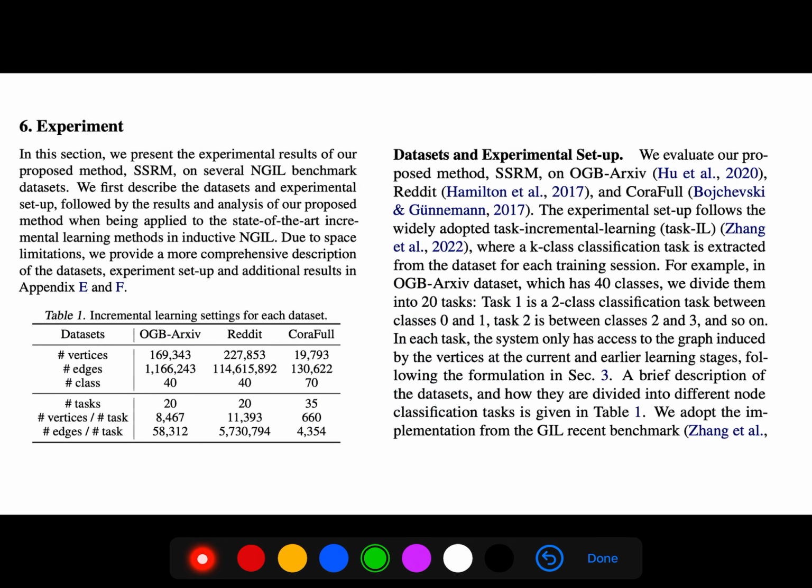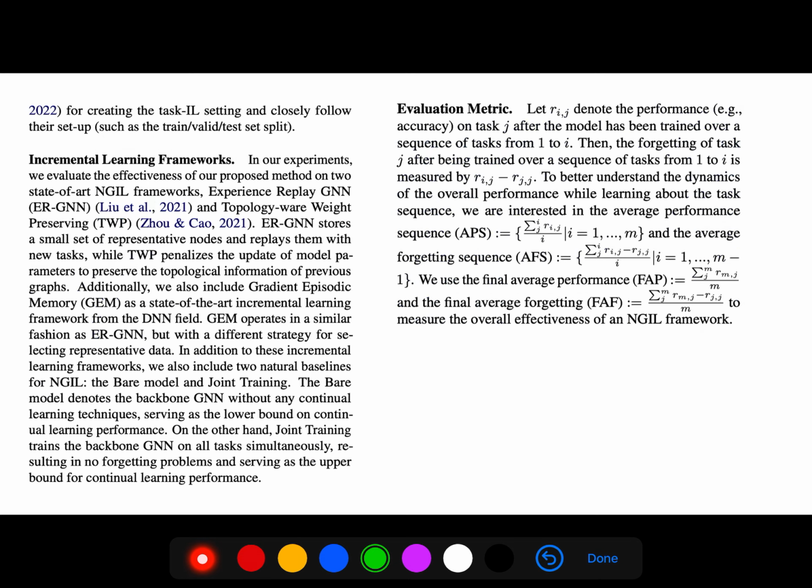And then they experimented on Quora Full, Reddit, and OGB-arxiv. And for evaluation metrics, they use APS, average performance sequence, and also AFS, average forgetting sequence.